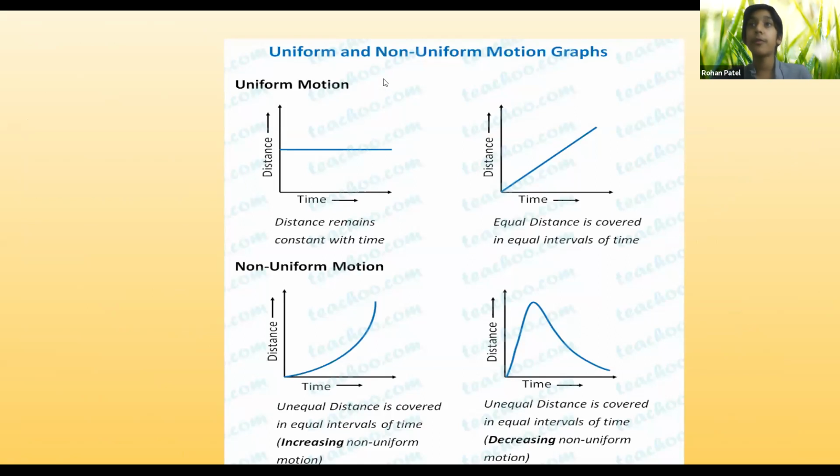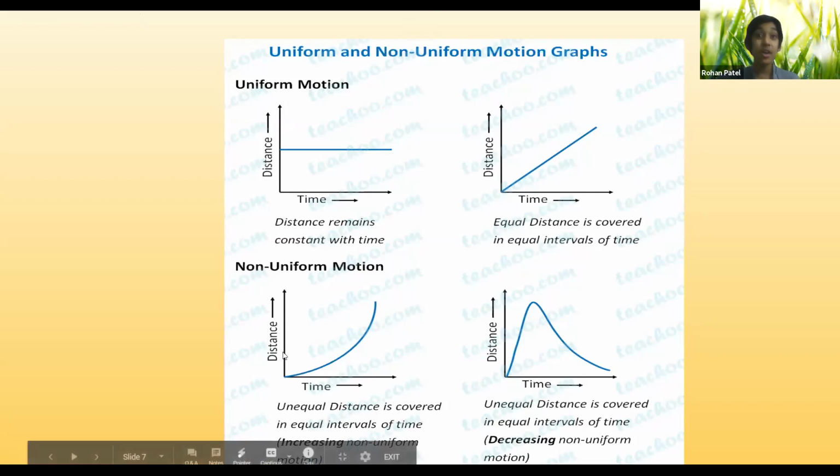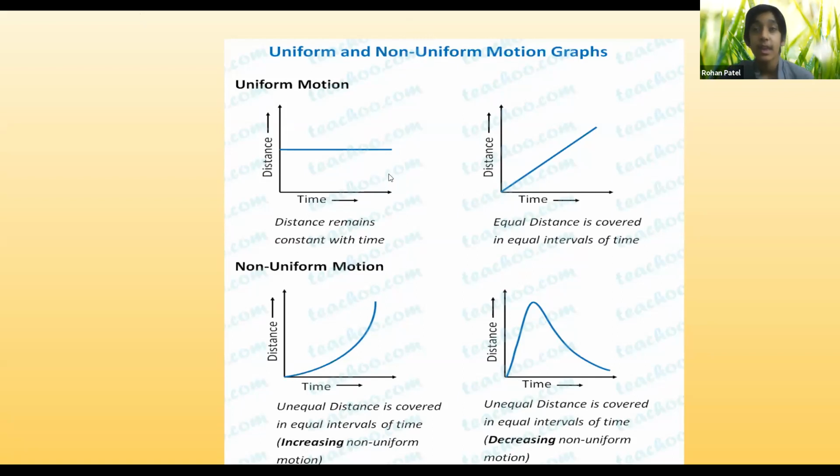Uniform and non-uniform motion graphs. In our uniform motion over here, it's constant, and again constant. But in our non-uniform motion, our time is longer and longer, but suddenly it continues and goes faster. I hope that you guys can see that it's completely different between uniform and non-uniform motions. Okay, let's move on.